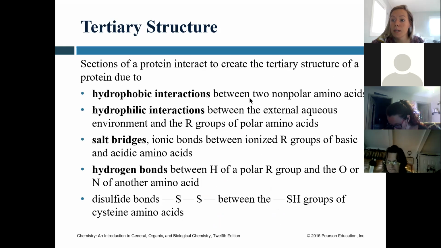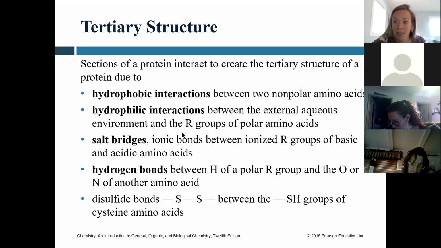So if we have 2 amino acids on our chain that are both nonpolar, they will sort of resist or they won't like water. We can have hydrophilic interactions. This is between aqueous environments and polar amino acids. So if we happen to have some polar amino acids on there, they can have an interaction with the surrounding water that will give it some sort of tertiary shape.